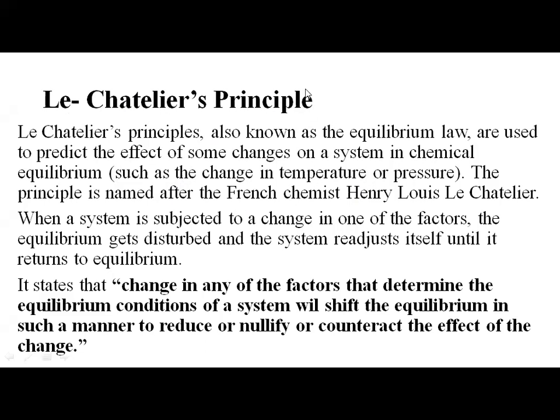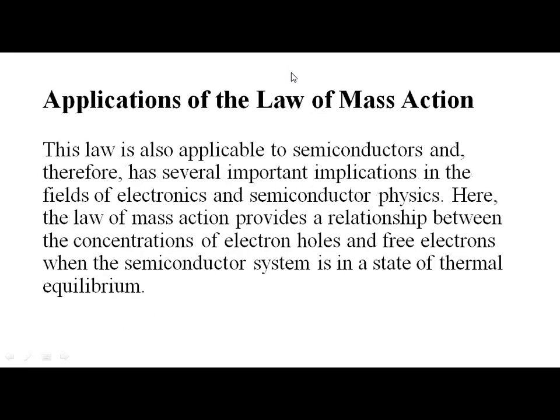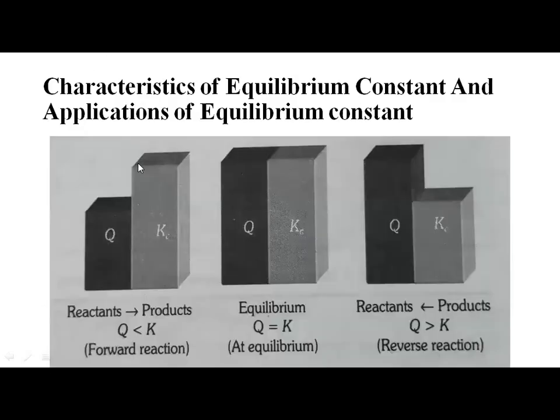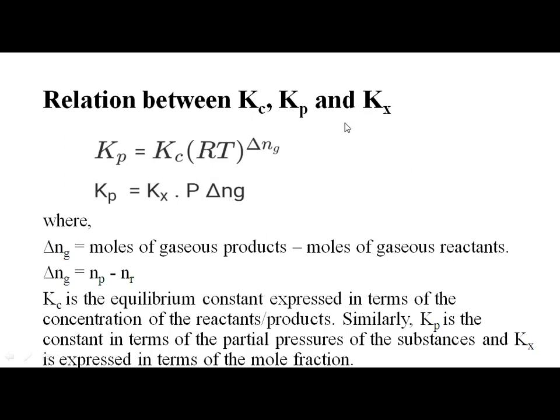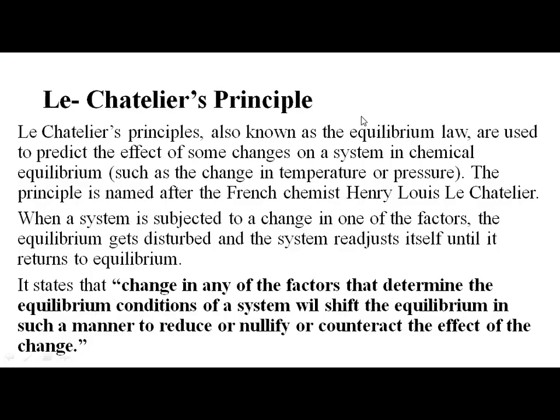I hope whatever I have explained so far regarding applications of law of mass action, the characteristics of equilibrium constant and applications of equilibrium constant, and the relationship between Kc, Kp, Kx, all these things are being followed. So please practice all the concepts very properly, so that when we are tackling the questions, it becomes easy. If you know those things, we can easily predict the equilibrium constant in our multiple choice questions. In the next class, I'll move to the next concepts of the topic. For now, thank you.